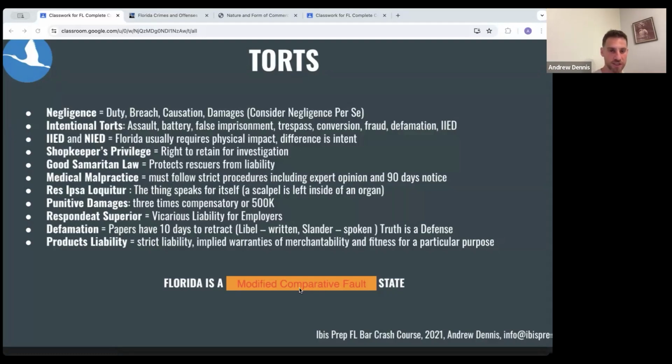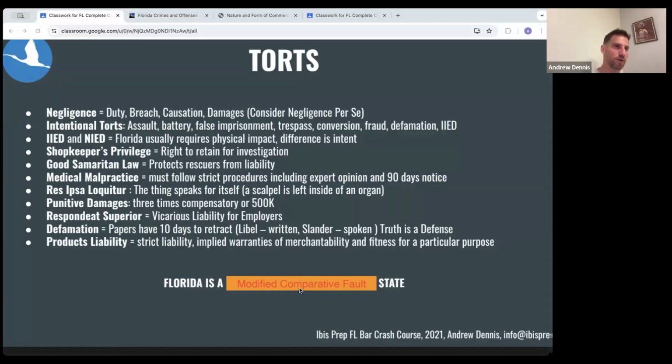So defamation, newspapers have 10 days to retract. So you have 5 days to provide notice if you've been defamed by a newspaper, and then they have 10 days to retract. And if they retract, then you can only recover actual damages.